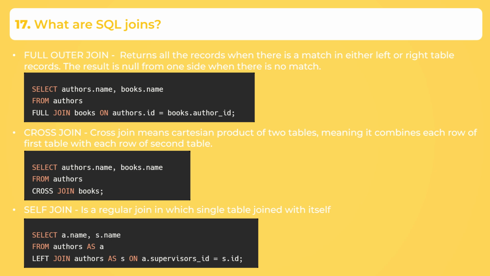Self join is a regular join in which a single table joins with itself. Select a.name, where a is the alias of the table, and s.name from authors as a left join with the same table, but we are creating another alias called s, on a.supervisor_id equal to s.id.